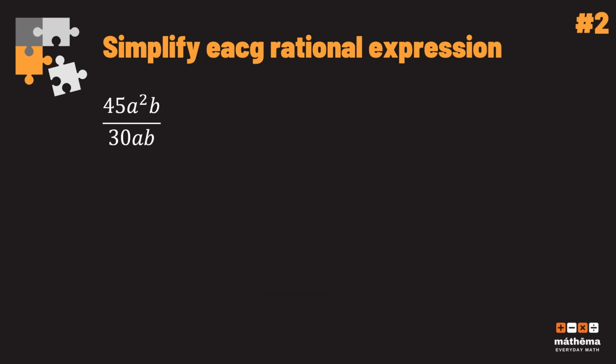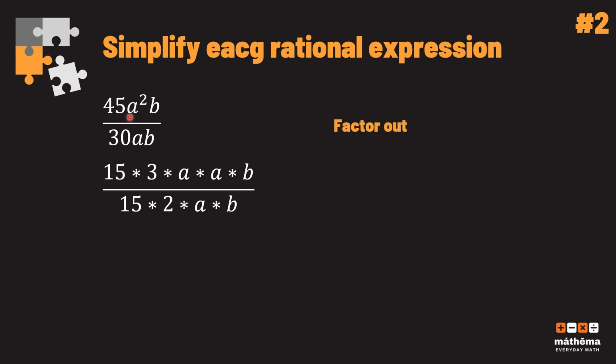Example 1. Simplify 45a squared b over 30ab. Now, what is the greatest common factor of 45 and 30? Alright, that is correct. That is 15. So basically, 45 can be rewritten as 15 times 3, a squared is a times a, b is b. 30, on the other hand, can be rewritten as 15 times 2, a, b.